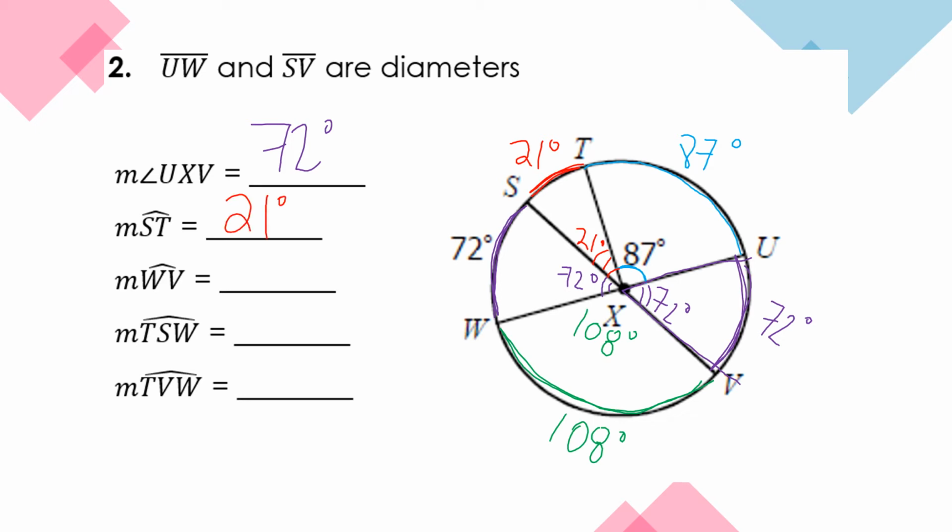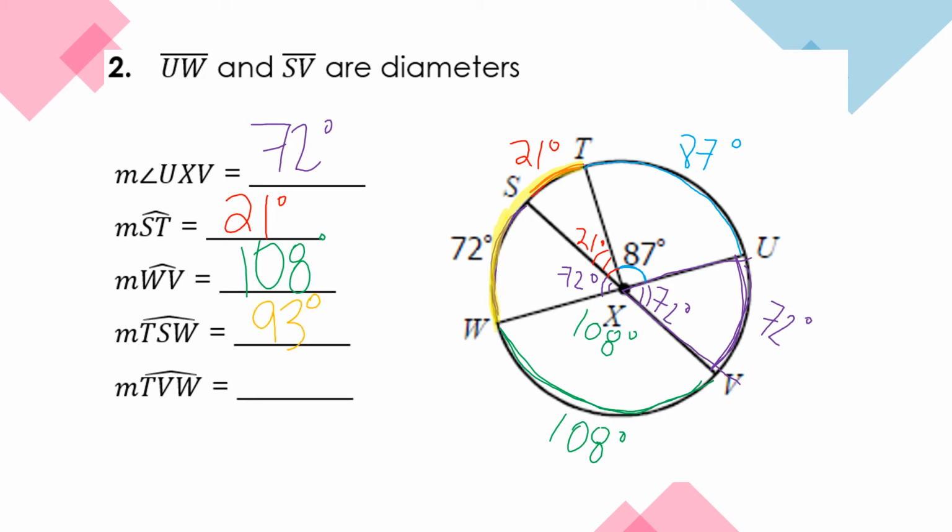W to V. W to V is the arc in green. We already figured that out. That was 108 degrees. The measure of TSW. So you're going to start at T, go directly to S, and then end at W. So that would be right, I'm going to highlight it, TSW. So that is those two arcs together, 21 and 72, so that would be 93 degrees.